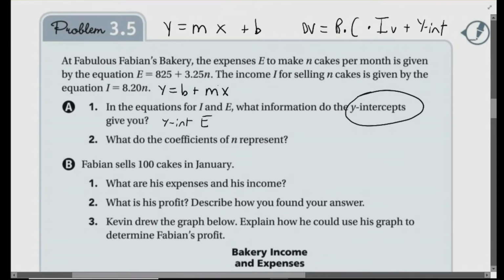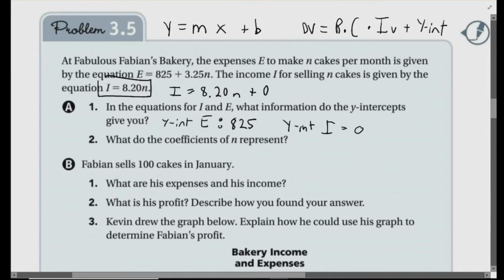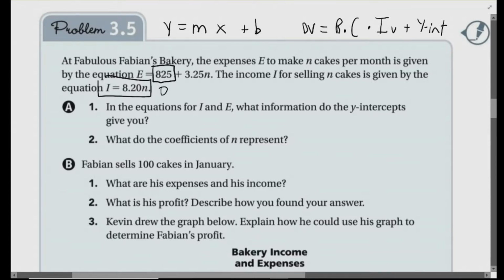The y-intercept for your expenses is going to be 825. On the other hand, if you take a look at the income, there's nothing being added at all. You might want to think about it like y is equal to 8.20n plus 0. So your y-intercept for I is really 0. And one of the things we talked about with the y-intercept is that it's basically the starting amount, the initial quantity. In the expenses, this is telling us it costs 825 before we've even started making any cakes at all. So that answers the first question. The starting amount is 825, and for the income you're starting with 0.